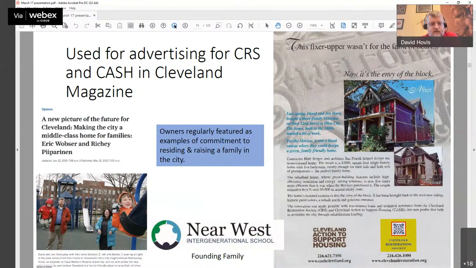And we've been featured in the Plain Dealer as examples of people committed to living and raising a family in the city. We have also helped found Near West Intergenerational School, which currently occupies what would otherwise be the unoccupied old Kentucky school building across the park from our house. And our children go there. Next slide, please.